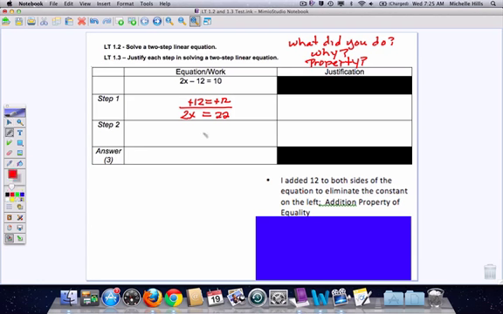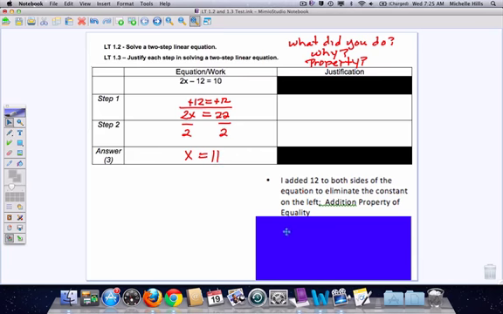Now I have 2x equals 22, so I have a variable term on the left and a constant term on the right. I want to undo this multiplication, this 2 times x, because I want to know what 1x equals. Well, the way I undo multiplying by 2 is to divide both sides by 2. So I end up with x equals 11 for my answer.